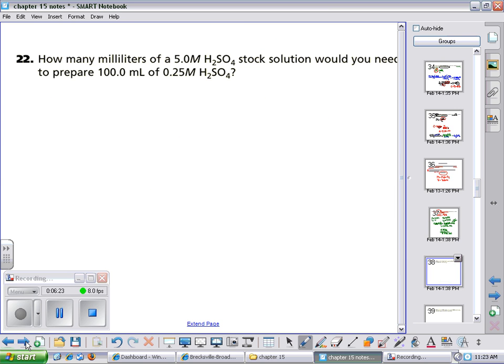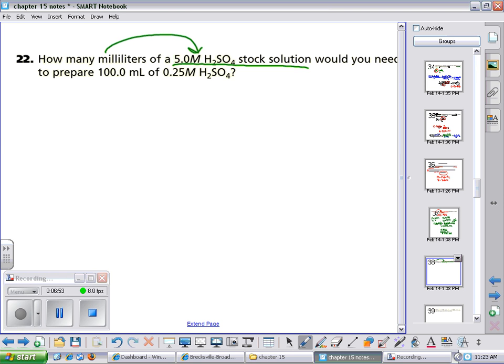Let's try this one. How many milliliters of a 5 molar sulfuric acid stock solution, so that's the higher concentration, right here is your stock solution, would you need to prepare 100 milliliters of a 0.25 molar sulfuric acid solution? It's the same problem that we saw before. We're looking for how much of this stuff do you need?